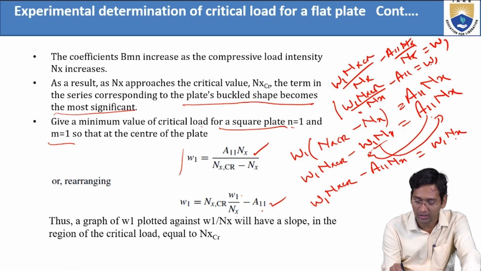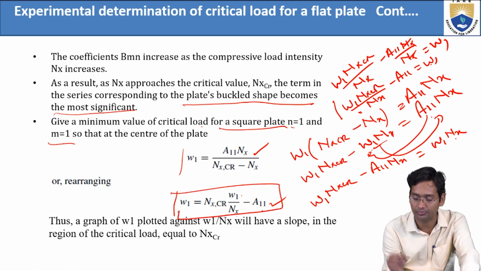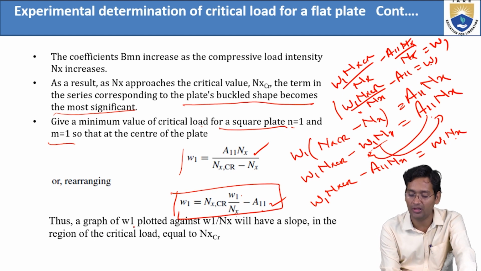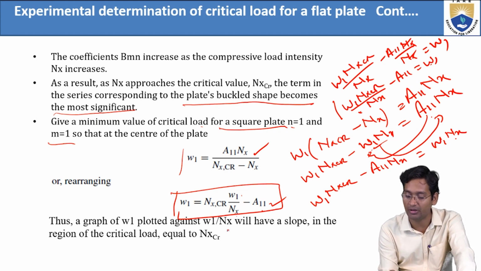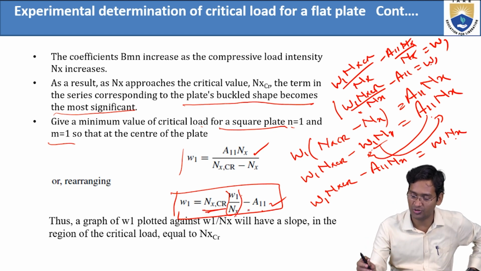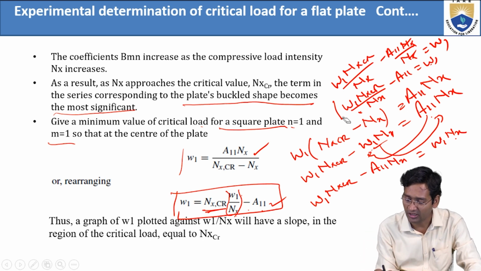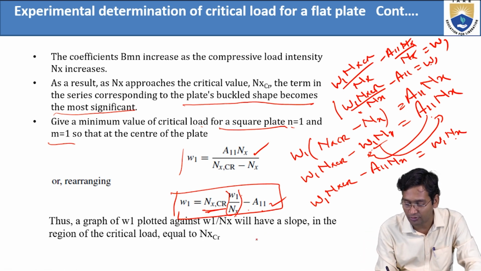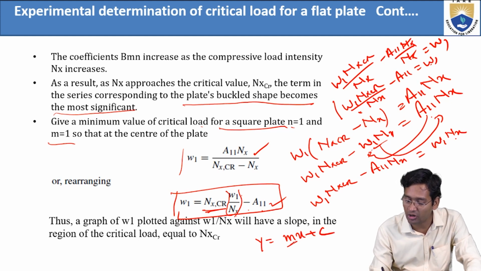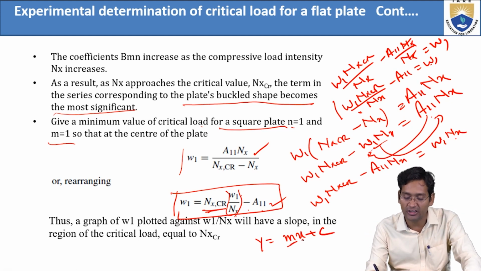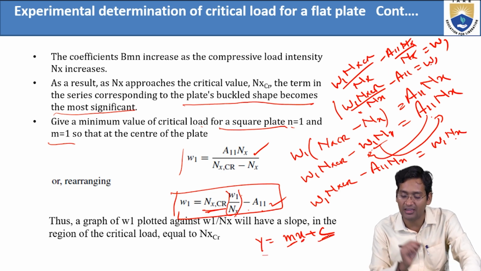Okay. So now here what we have, this one. Thus a graph of W1 plotted against W1 by Nx. This is the variable. This is constant. So now just compare this equation with y equals mx plus c, where m is the slope, x is the variable, by changing the value of x, y will change, and c is the y-intercept, right?